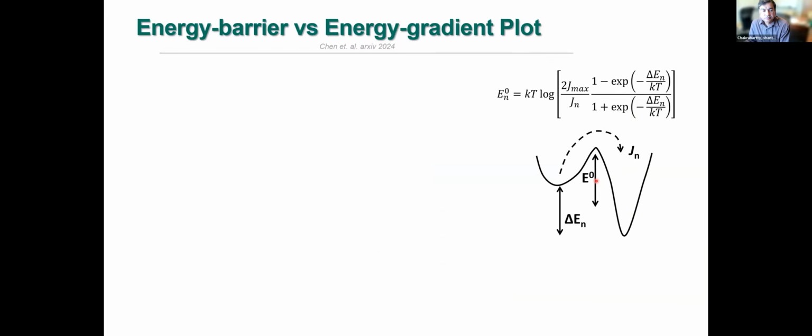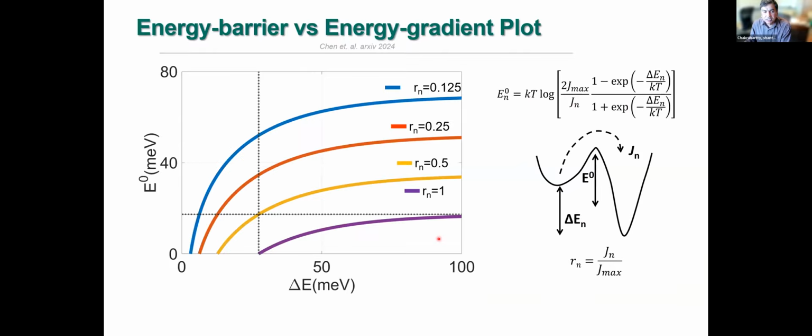This is the diagram that I'm going to use for the rest of the next few slides. Once we get to this equation, this leads to the core tenet of this talk, which is this energy barrier versus energy gradient plot. First, let's say I normalize this Jn over Jmax to be this quantity. And if I plot this equation, I get this ensemble of curves.